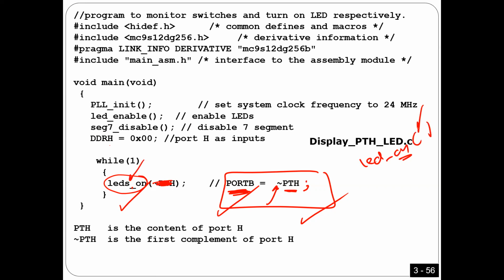For that function, you have to send a number from 0 to 7 to tell me which LED you want to turn on. This one is a different one. Here, whatever you give this function, I'm going to put it in port B. So port B is equal to whatever you send here. That's why here I'm going to send the complement of PTH. This is the argument I send to the function. The function takes this and puts it on port B. Okay, any questions?